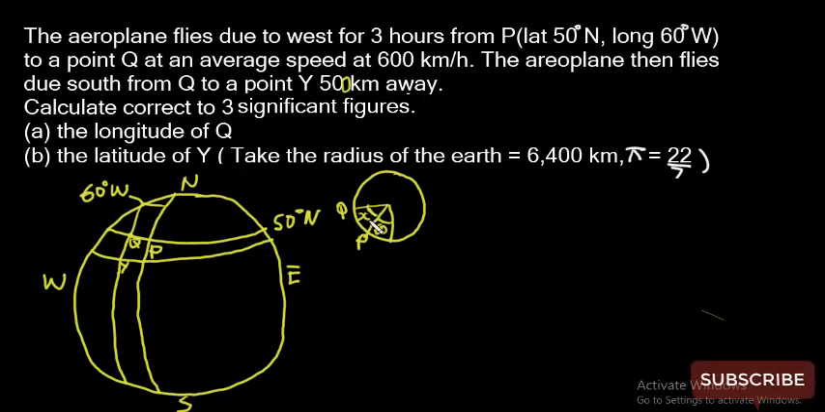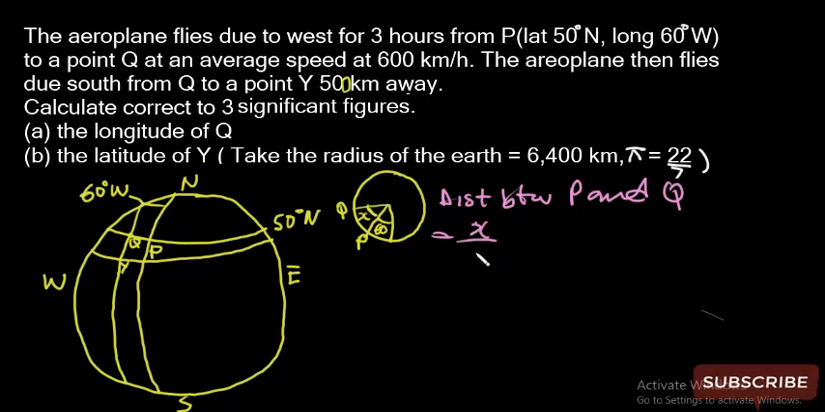So normally we're going to use the formula for the length of an arc to find the distance between P and Q. So the distance between P and Q is equal to the unknown difference, X, over 360, times 2 pi R, where capital R is the radius of the earth, then times cos theta.